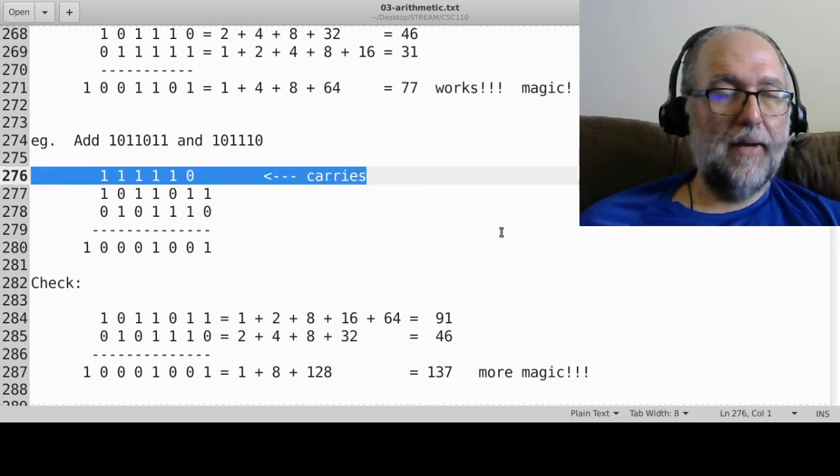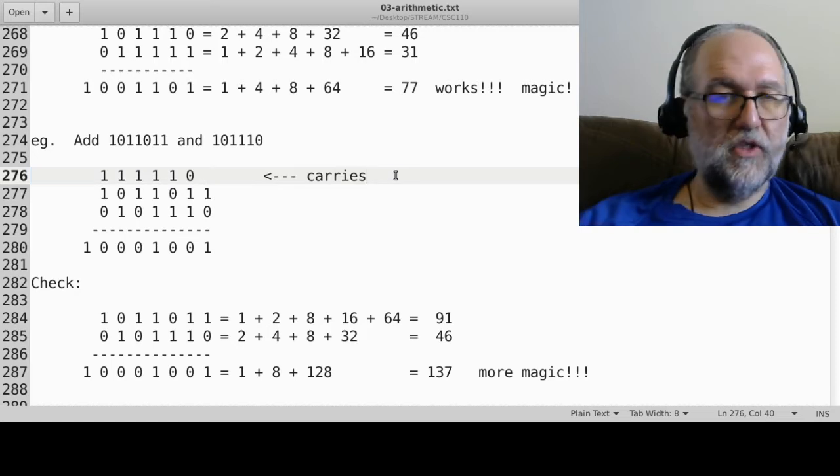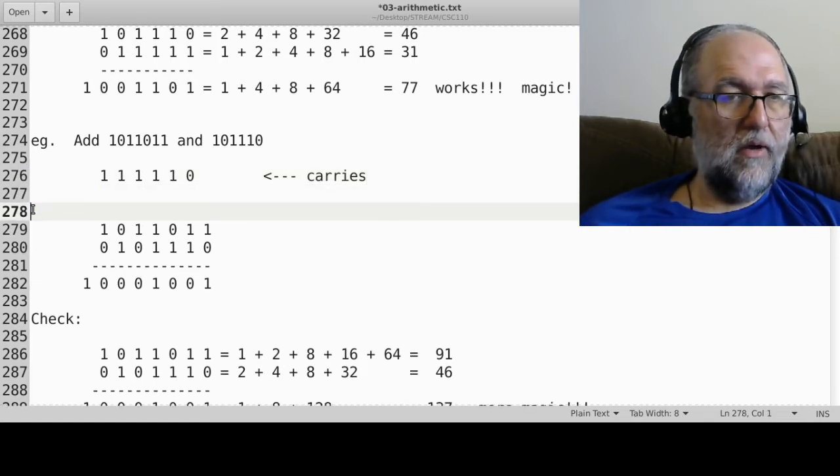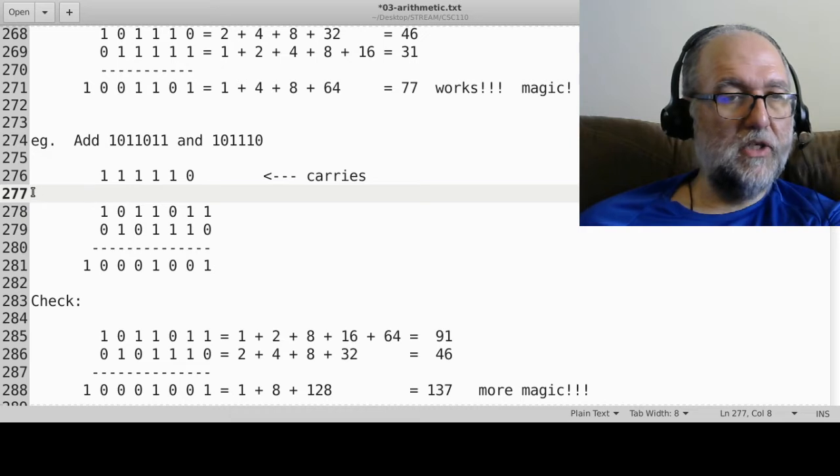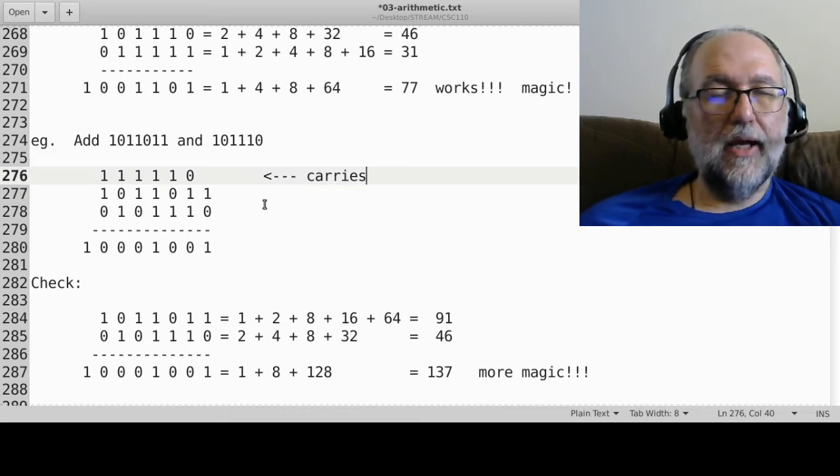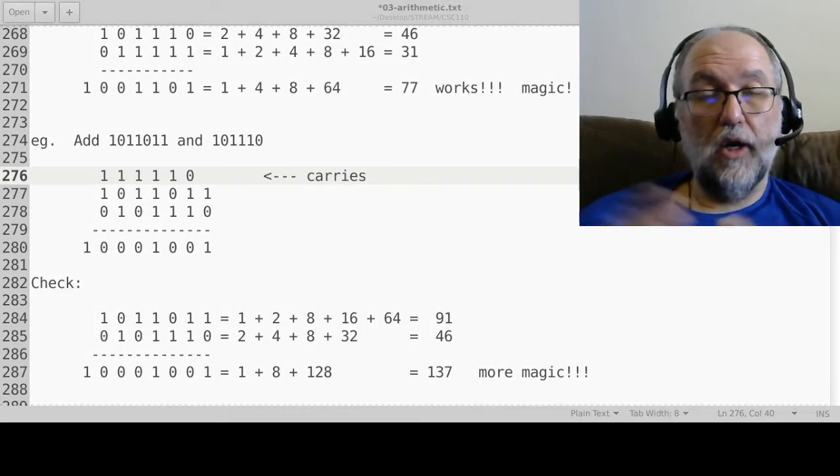All right, but when you first start, of course, you wouldn't see that. You would just see this, okay, without the carries. But let's go through that. And so, you might say, well, how big are you going to make these numbers?